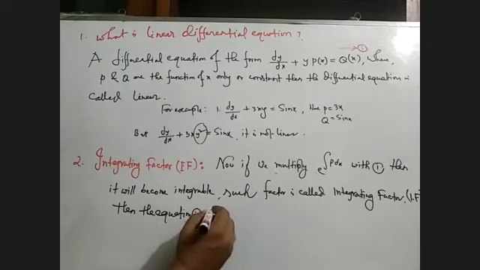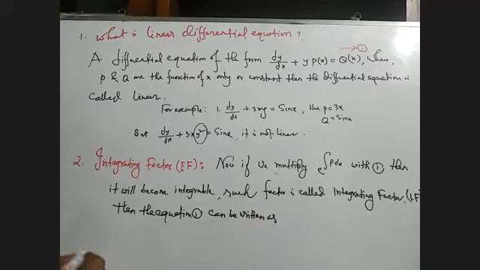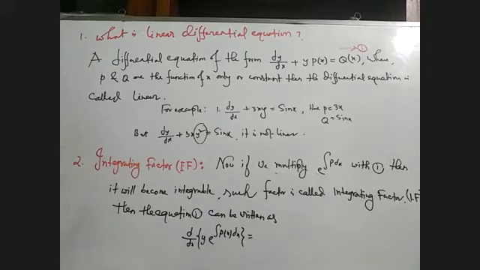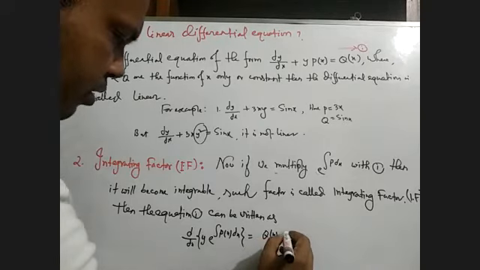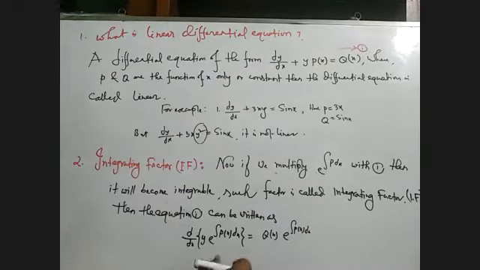Then equation 1 can be written as d/dx of y times the integrating factor, e to the power integral of P(x) dx, equals Q(x) times the integrating factor, e to the power integral of P(x) dx. That means this equation can be written like this.